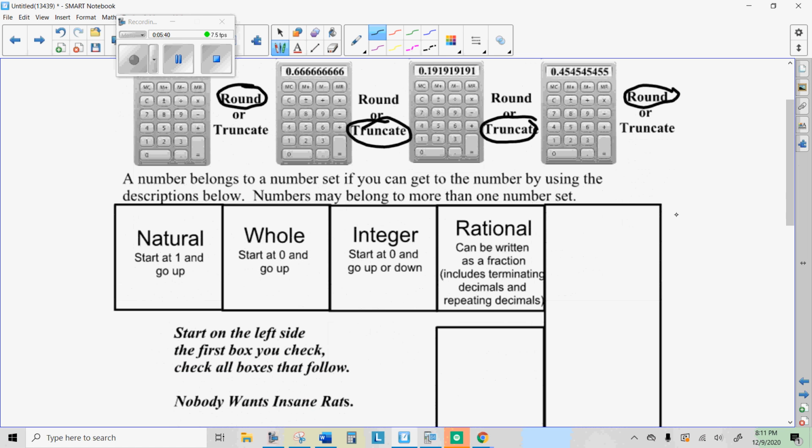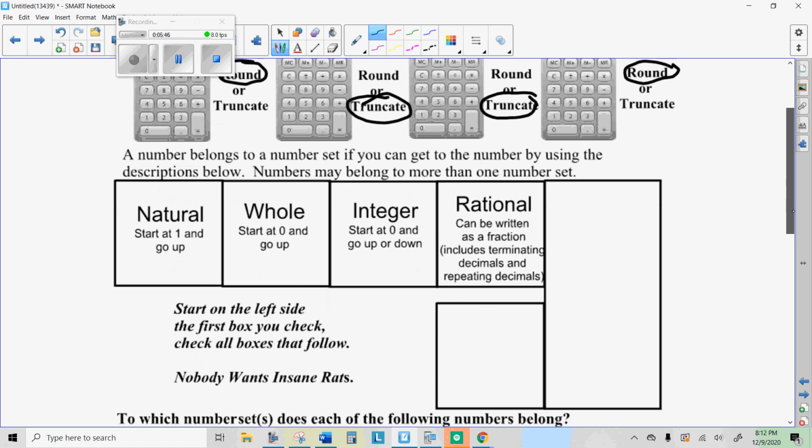A number belongs to a set if you can get the number by using the descriptions below. Numbers may belong to more than one set. So if it's any number that starts at 1 and goes up, like 1 and then 2 and then 3 and so on, they're natural numbers. Whole numbers start at 0 and go up by 1.